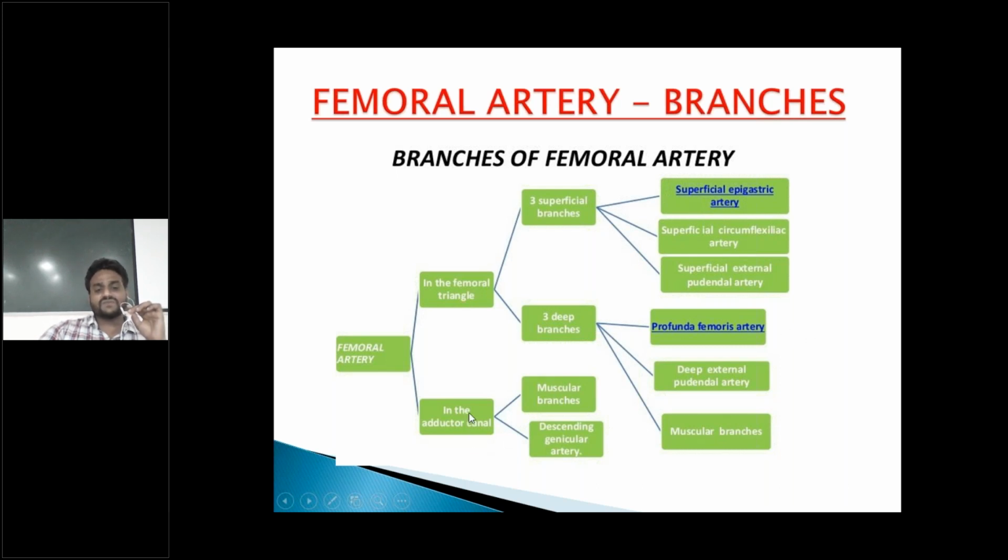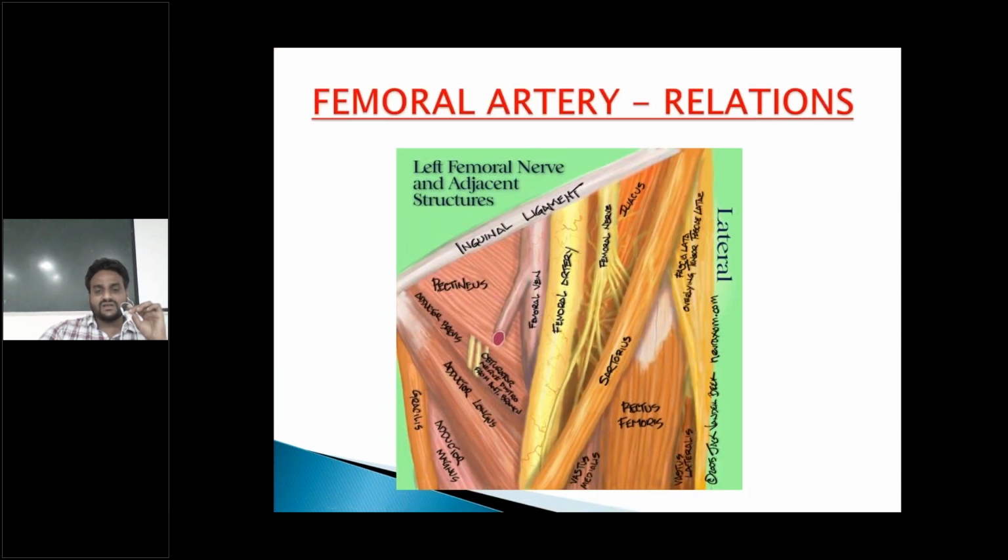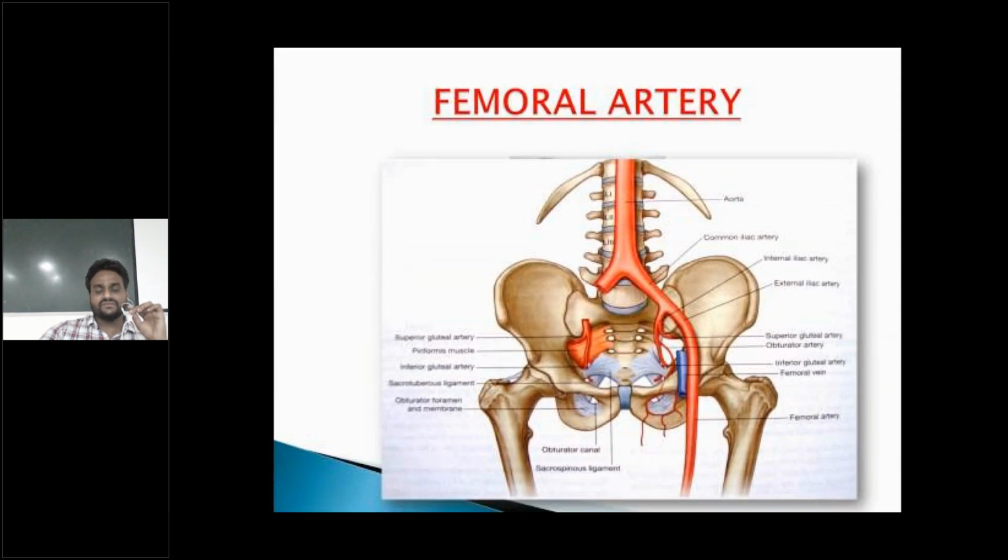Now, branches of femoral artery in the adductor canal. In the adductor canal, two types of branches: unnamed muscular branches supplying the muscles, and the descending genicular artery. This contributes to the genicular anastomosis and supplies the knee joint. So these are the branches of femoral artery. This is one of the 5 marks questions or essay questions in the lower limb.